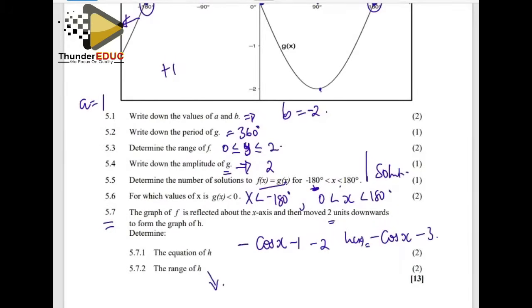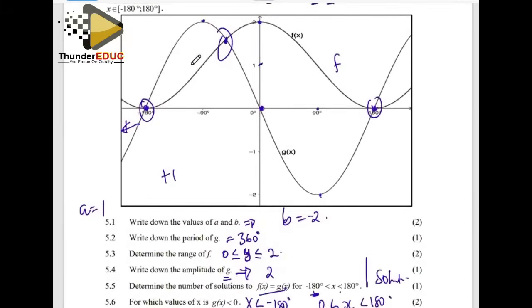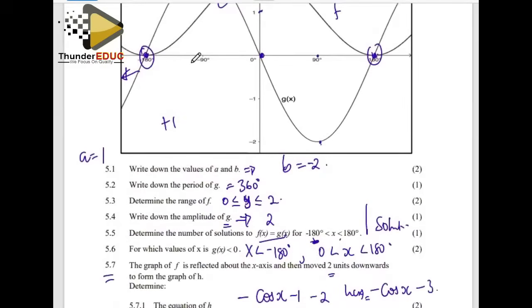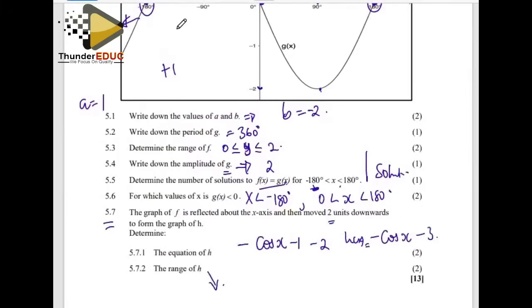And then they want us to get the range. So if it's -3, where is the graph going to be? Because after the reflection, it should be somewhere here. Okay, you move it 2 units downwards, it's going to end at -4.